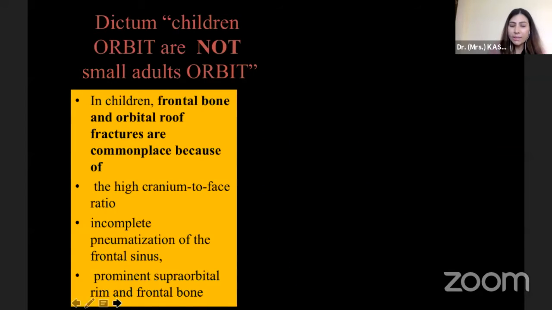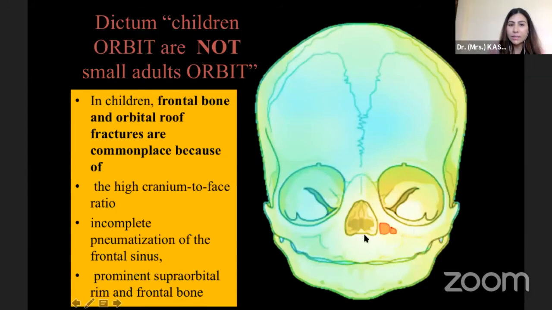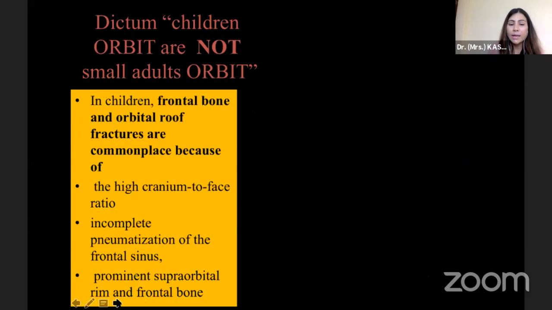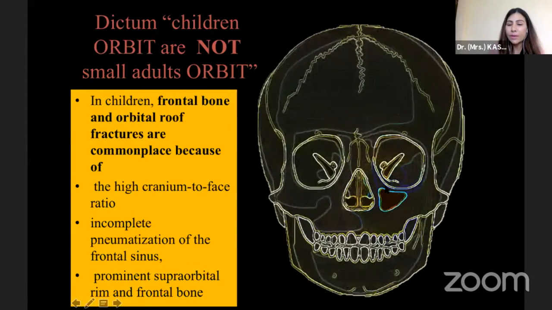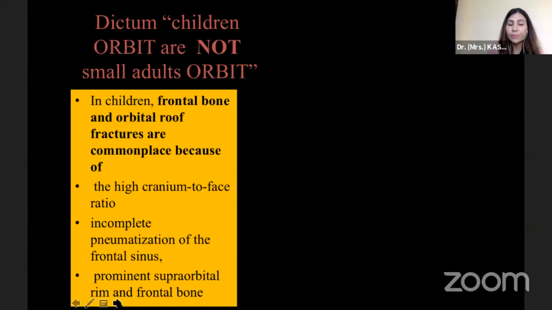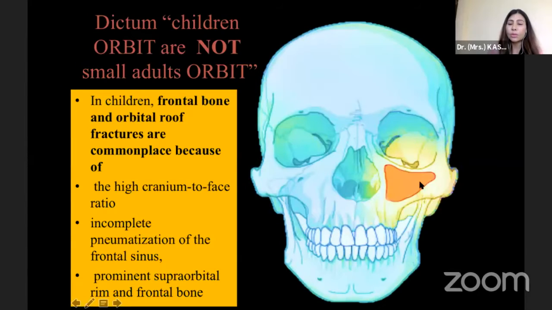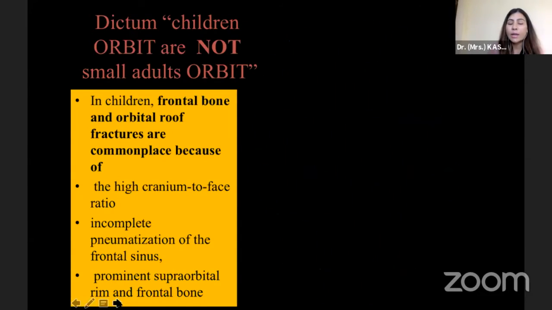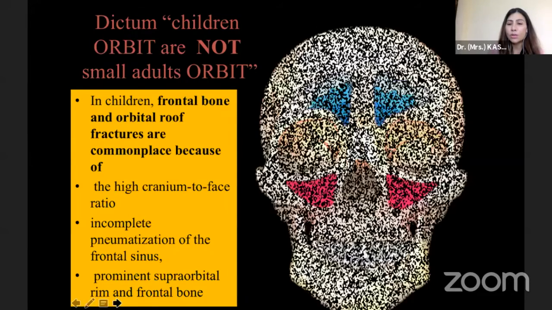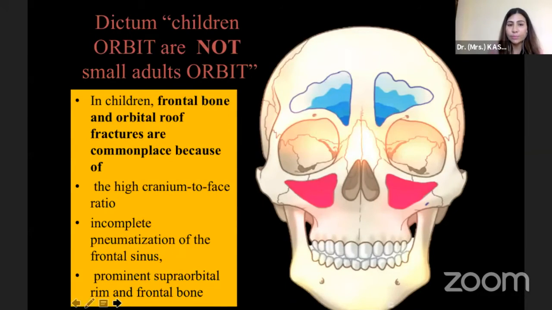If you look at this, this is at birth, where you see hardly any maxillary sinus being formed. As the child grows, by the age of 5 years, we have a much more pneumatized maxillary sinus, but still incomplete. As the child grows older, by the age of 14 years, the whole maxilla undergoes pneumatization. And by the age of 16, all the pneumatization of the sinuses has happened.